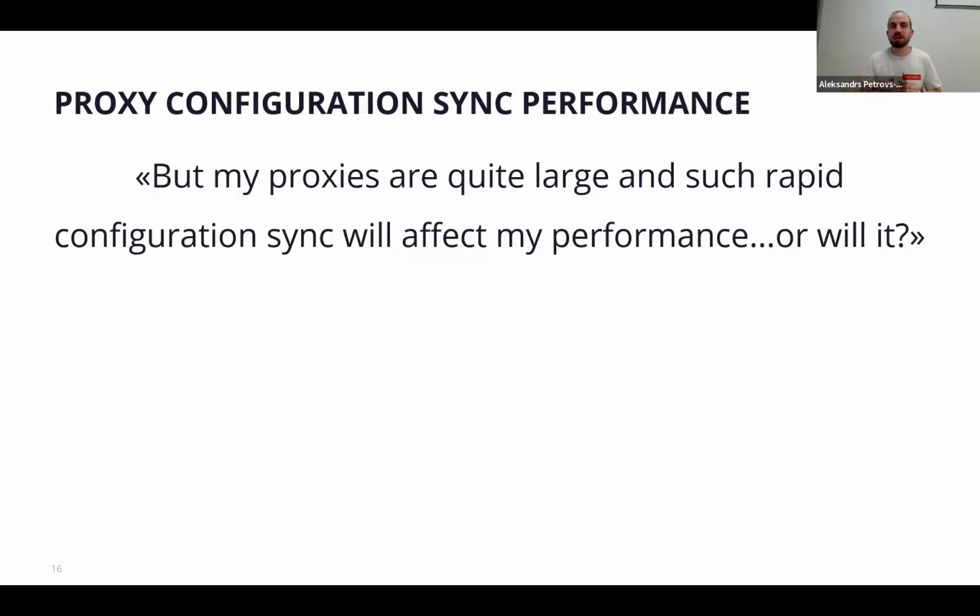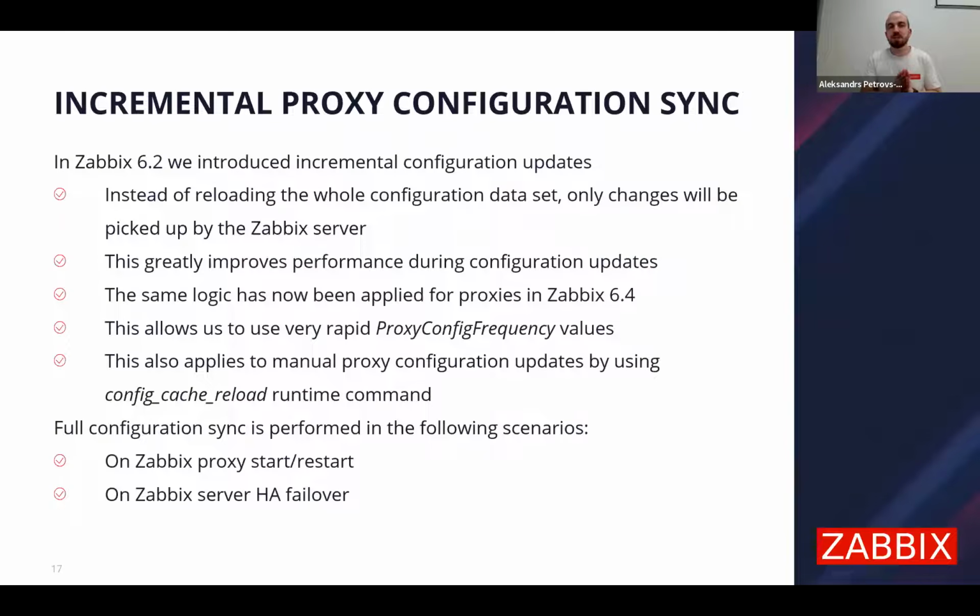And the answer is, of course, yes, because in Zabbix 6.2, we introduced the incremental configuration updates. So instead of reloading the whole configuration dataset, only changes will be picked up by the Zabbix server, which of course speeds up things quite heavily. And the same logic is now applied for proxies in Zabbix 6.4. Which again allows us to use those enormously rapid proxy config frequency values.